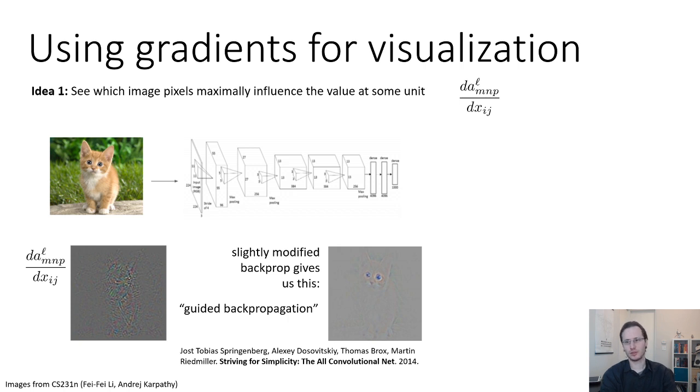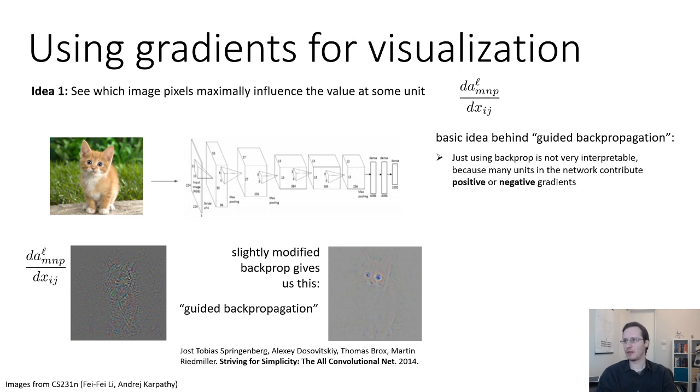Well, the modification here is something called guided backpropagation, which is a trick introduced in this paper called Striving for Simplicity, the all-convolutional net. It's a little bit of a hack, and I don't have a really great explanation for why this is so important, but it appears to drastically improve the quality of images you get by analyzing these gradients. So the idea behind guided backpropagation is the following.